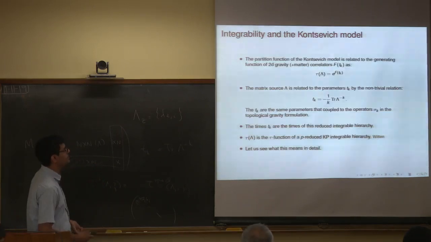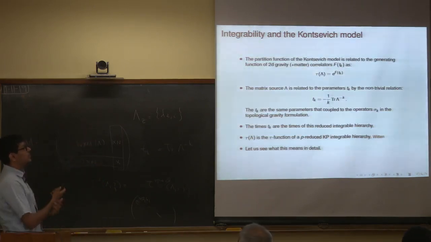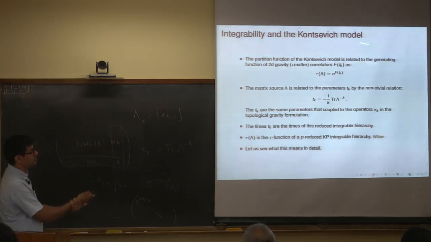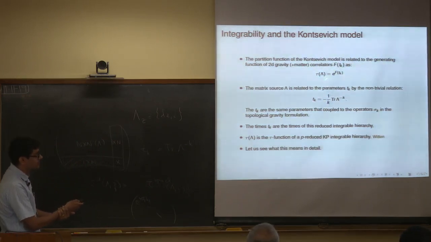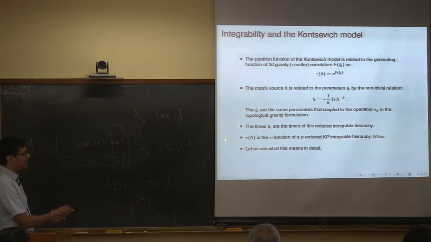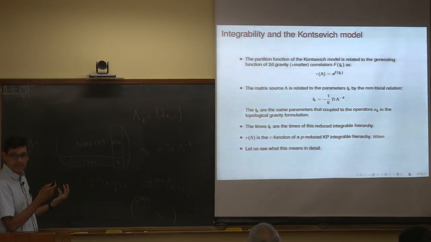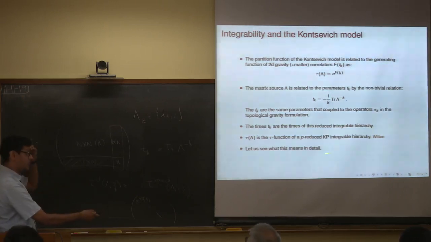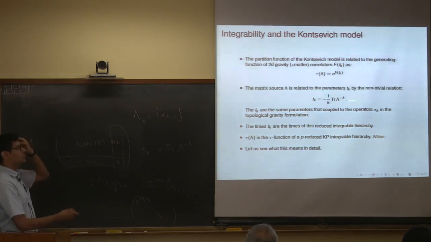I don't remember now, but let's see. Let me flash back the slide of the Kontsevich model that I had earlier. This was Kontsevich's claim that this tau of lambda exactly captures this generating function of Witten, and as we saw, these T_k are related to the matrix source by these traces. I said some words there that the times T_k are the times of this integrable hierarchy. Witten's precise statement in one of his papers is that the tau of lambda is the tau function of a p-reduced KP integrable hierarchy.